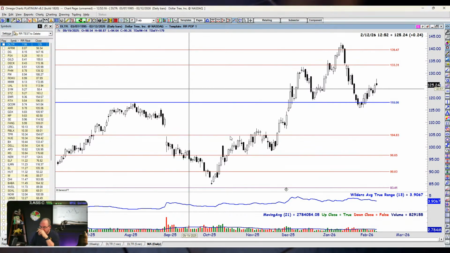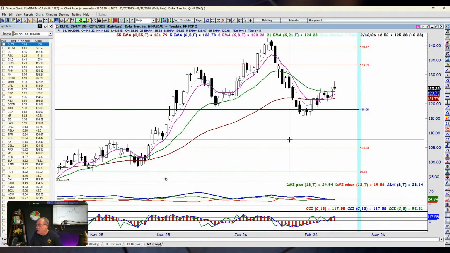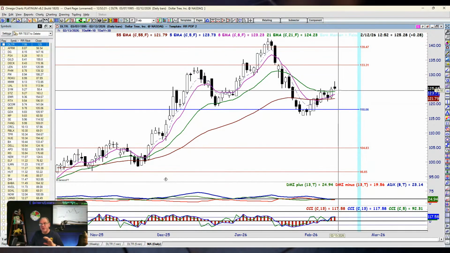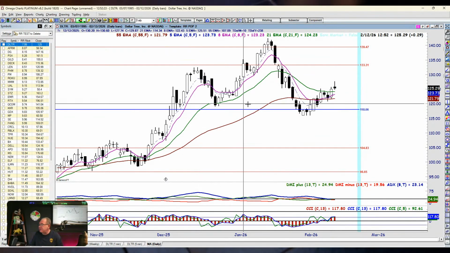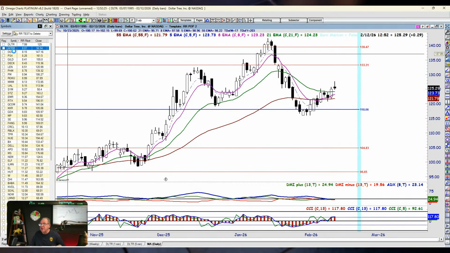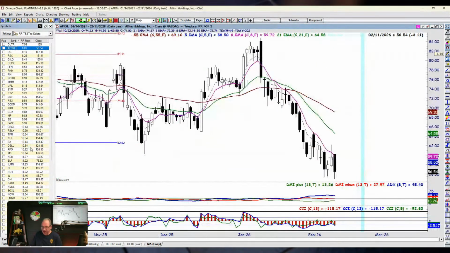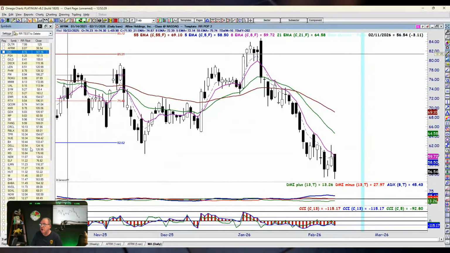Where my moving averages are, because I already have the Wilders. We're kind of in the middle right now on Dollar Tree. I'm not interested in it. I want to find something that's near a key level. Let's keep going. AFRM, I don't have anything on that one. I'm not going to worry about it.